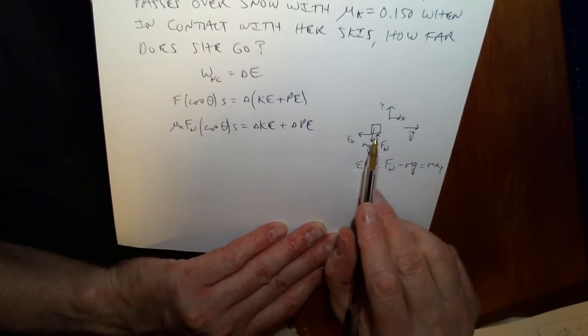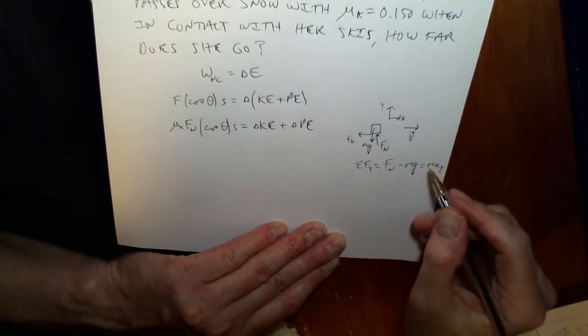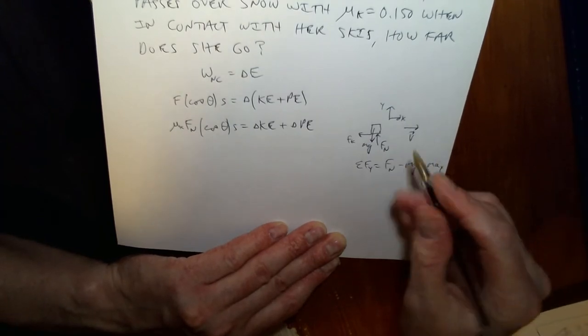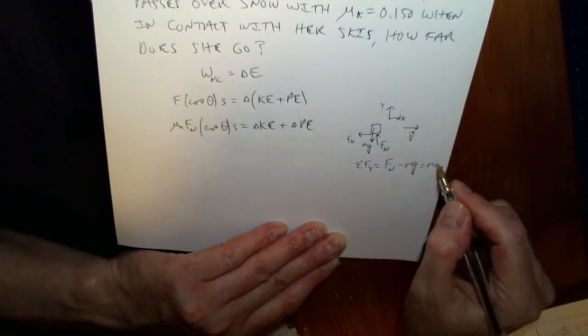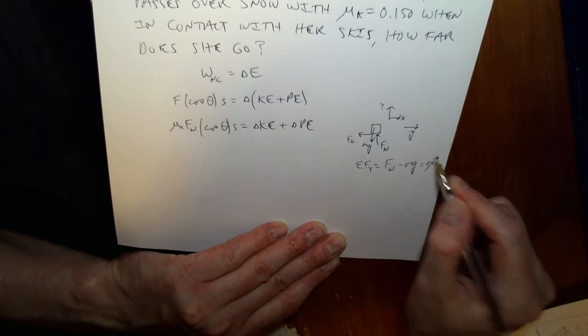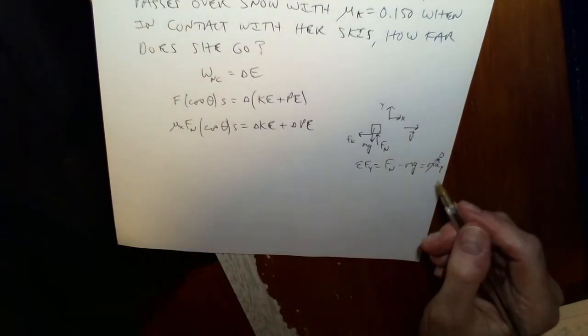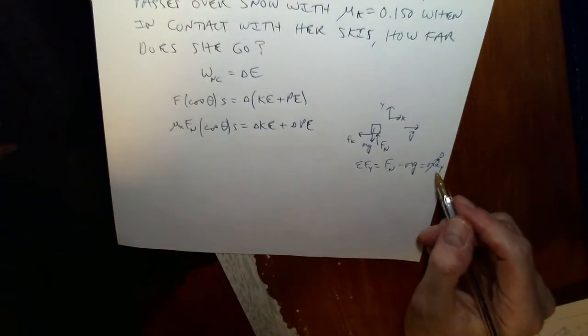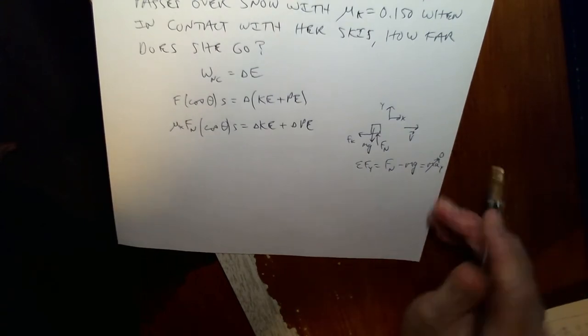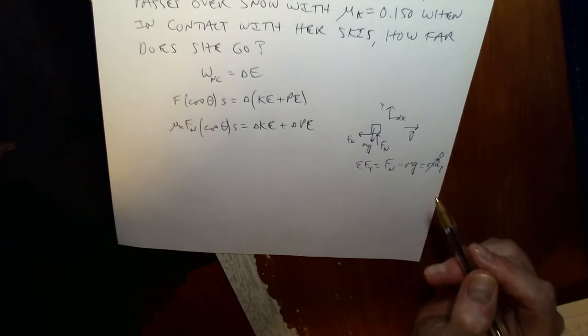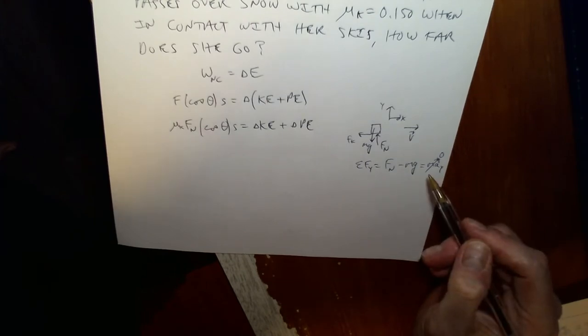Well, the skier is not going to fly off the snow or levitate or anything like that, or fall through the snow, hopefully. And so the acceleration is 0 because the y component of velocity doesn't change. It remains 0 as well, but the fact that it's not changing is what tells you that the y component of acceleration is 0.